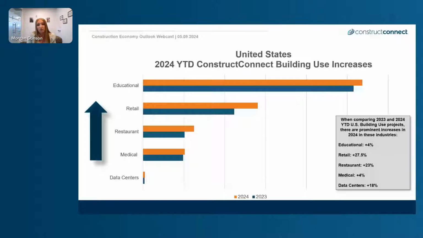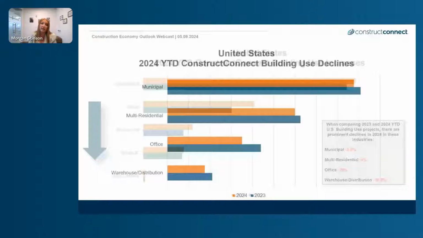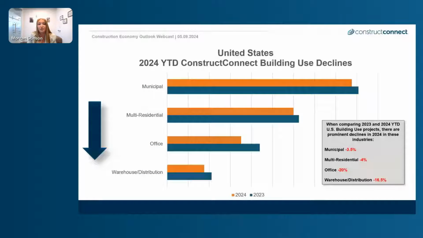On the next slide, we're going to explore sectors where there has been a decline in activity. In the United States, we continue to observe declines in office building use, and recently municipal projects have started to retract. This downturn is largely driven by the escalating cost of construction, and the same budgets that once sufficed are no longer adequate, leading to some projects being temporarily put on hold.